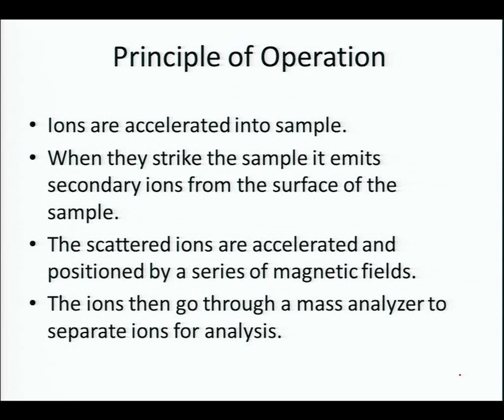So principles of operations. Ions are used to interrogate the sample. So ions are accelerated onto the sample. So we create ions, accelerate them and focus them at the sample. When they strike the sample, it emits secondary ions from the surface of the sample. The scattered ions are accelerated and positioned by a series of magnetic fields. The ions then go through a mass analyzer to separate ions for analysis. So what we're doing is we're using ions as our initial signal, and what we're trying to create is ions from the surface of the sample.